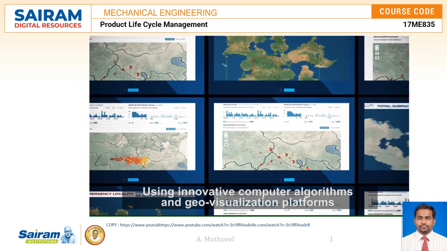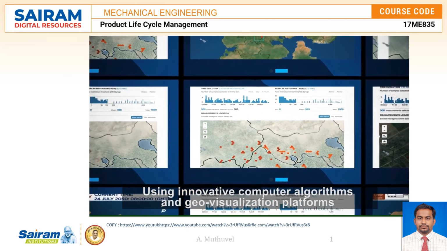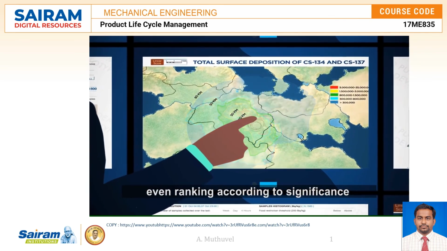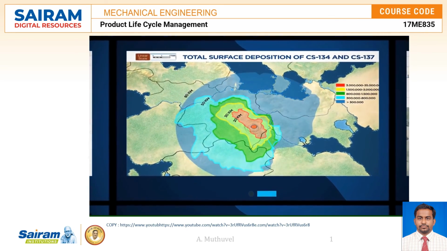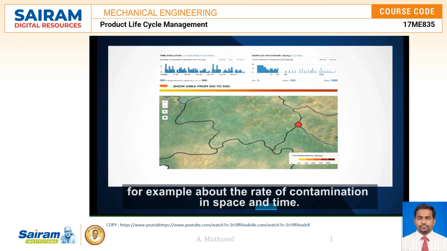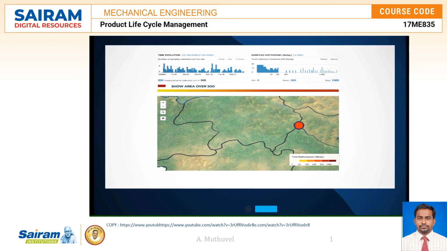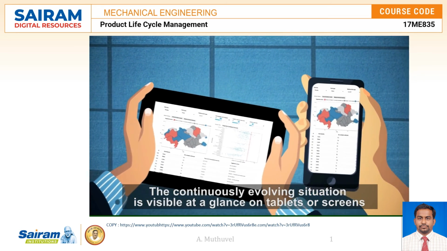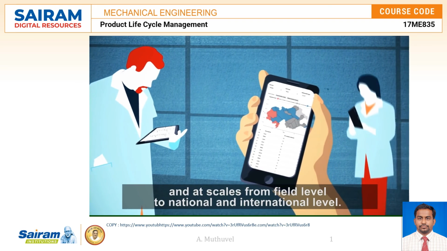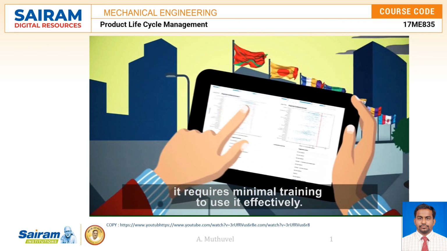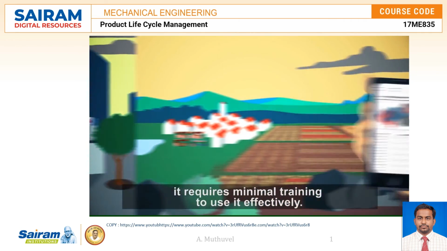Using innovative computer algorithms and geovisualization platforms, the information is shown without overcrowding the map, even ranking according to significance. Decision makers can even generate interactive queries, for example about the rate of contamination in space and time. The continuously evolving situation is visible at a glance on tablets or screens, and at scales from field level to national and international level. And with all of this, it requires minimal training to use it effectively.